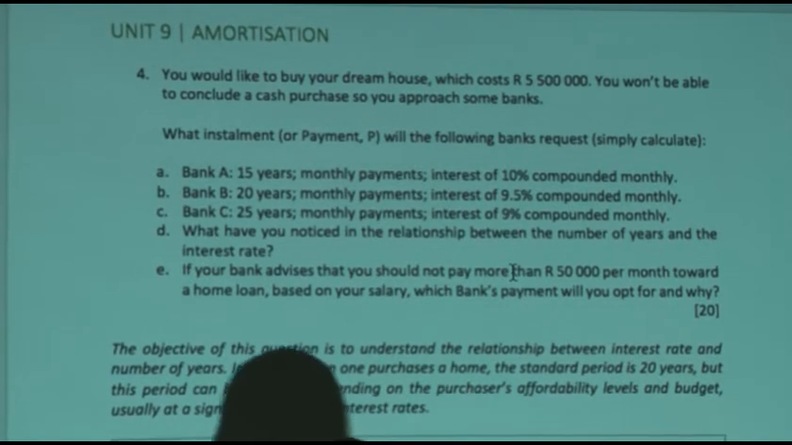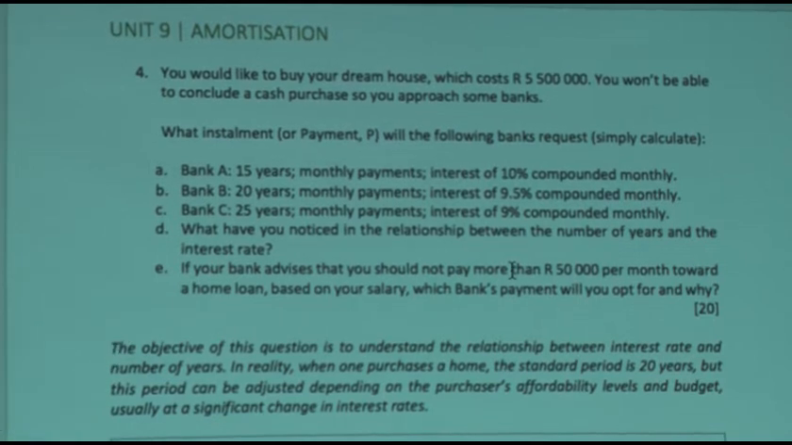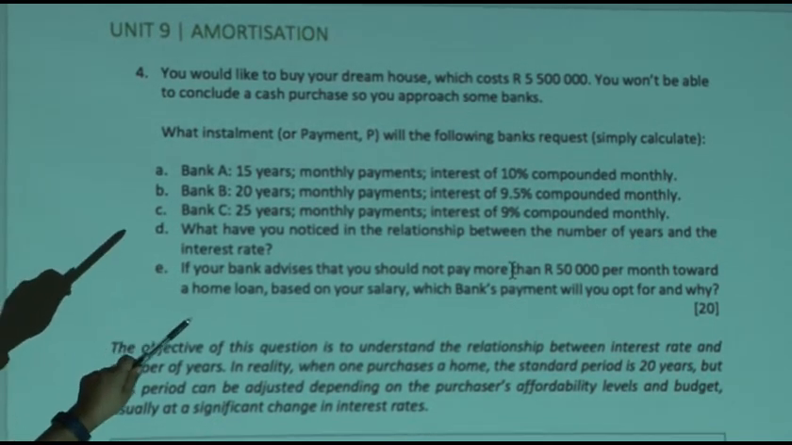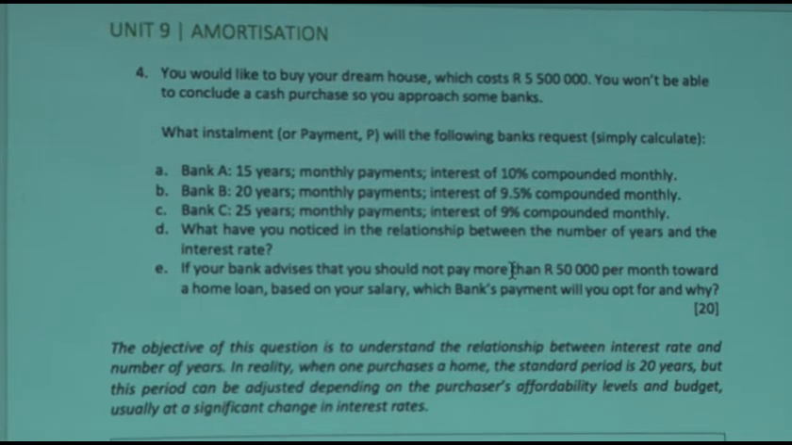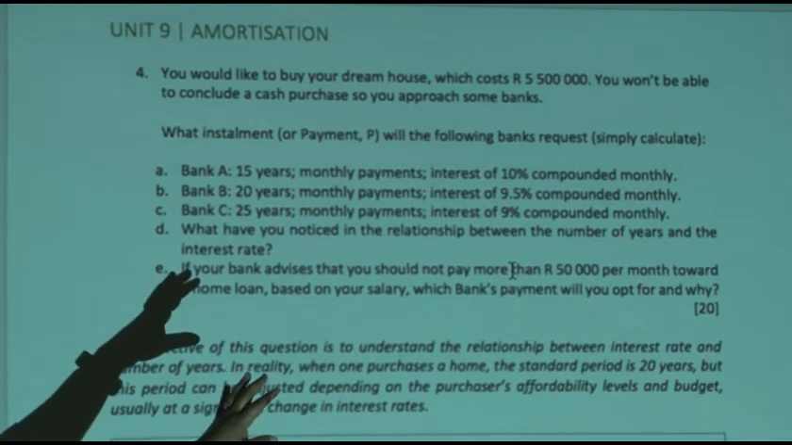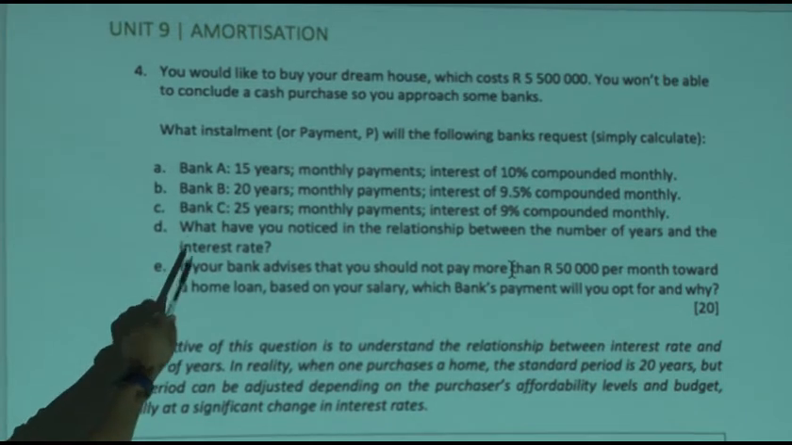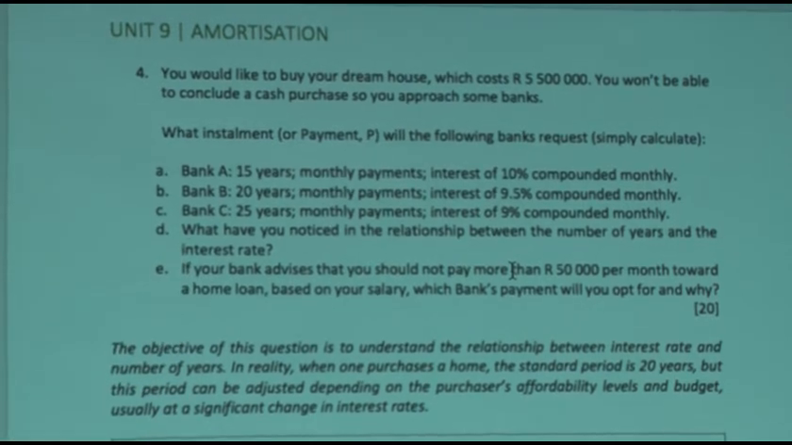Here we go. Here are the differences. Bank A says you're going to pay us monthly installments over 15 years, at an interest rate of 10% compounded monthly. Bank B says, sure, you can have 5.5 million, but you're going to pay us over 20 years at an interest rate of 9.5% compounded monthly. Bank C says, sure, you can have 5.5 million, but you're going to pay us over 25 years, monthly payments as well. So M is equal to 12 for all 3 banks. And then we're going to charge you at an interest rate of 9% compounded monthly.